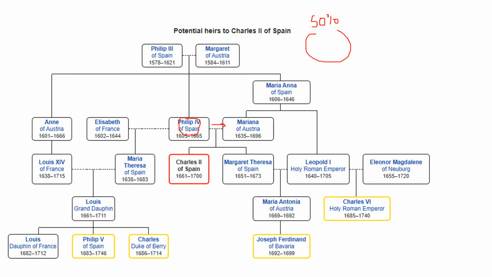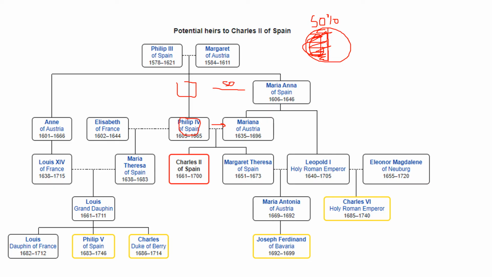And it might be beneficial to kind of draw this out. So if this circle represents all of Charles II's genome, this portion is going to be shared with his father. This portion will be coming from his mother, and let's take a look at his mother. So Philip IV is the son of Philip III, so we might even just draw him up here. And that makes him the brother of Maria Anna.